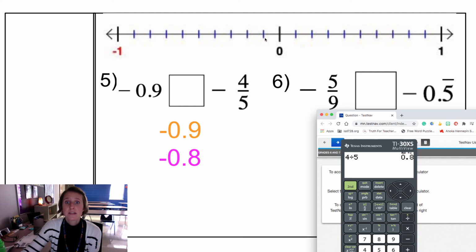So that means this is negative 1/10, negative 2/10, negative 3/10, negative 4/10, negative 5/10, negative 6/10, negative 7/10, negative 8/10, negative 9/10. Which one is more negative, the orange or the pink? The orange is. Negative 9/10 is more negative than negative 8/10. If it's more negative, it has a smaller value. So reading from left to right, negative 9/10 is less than negative 8/10.